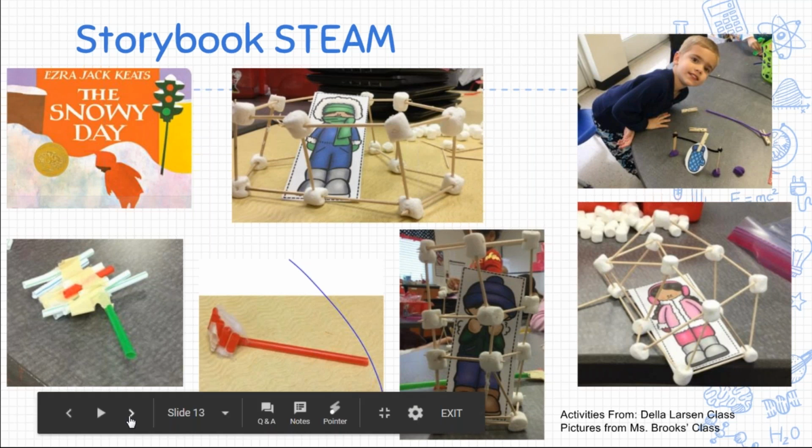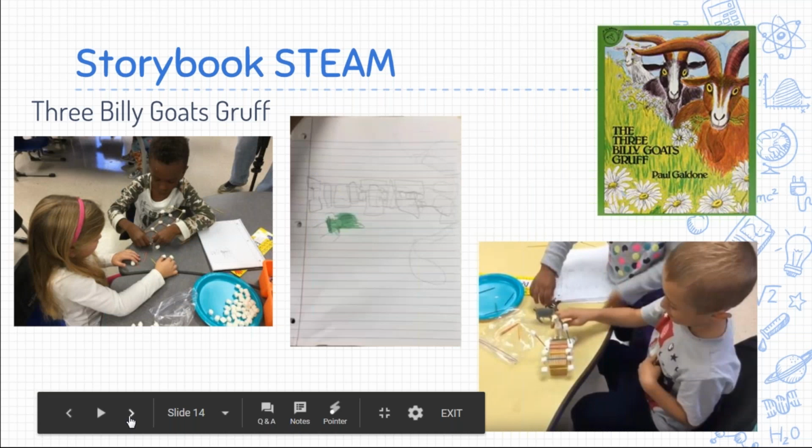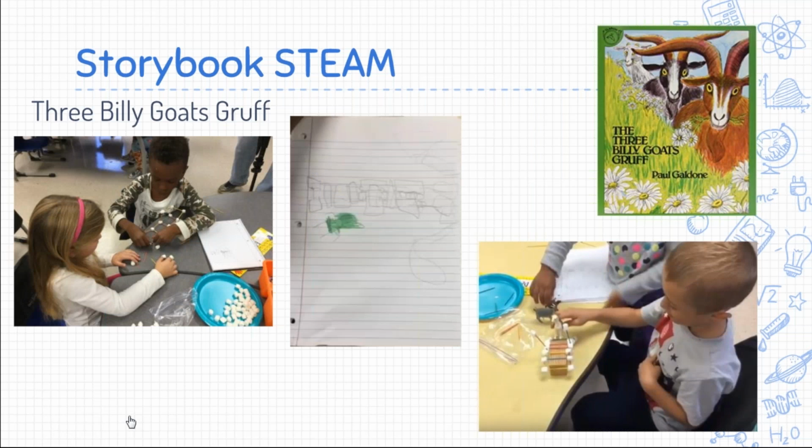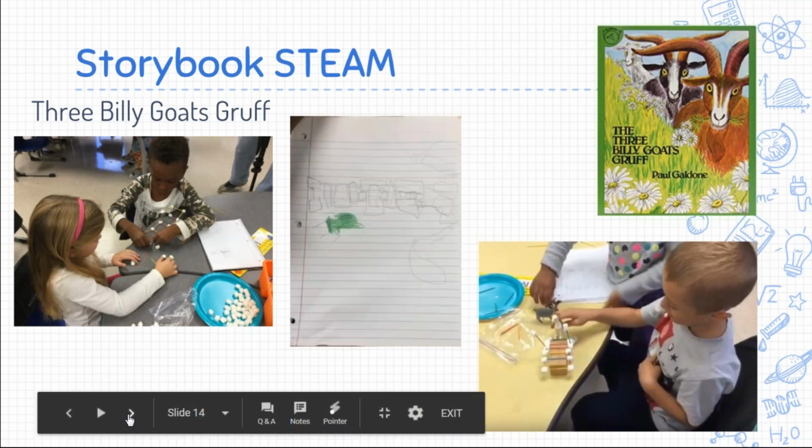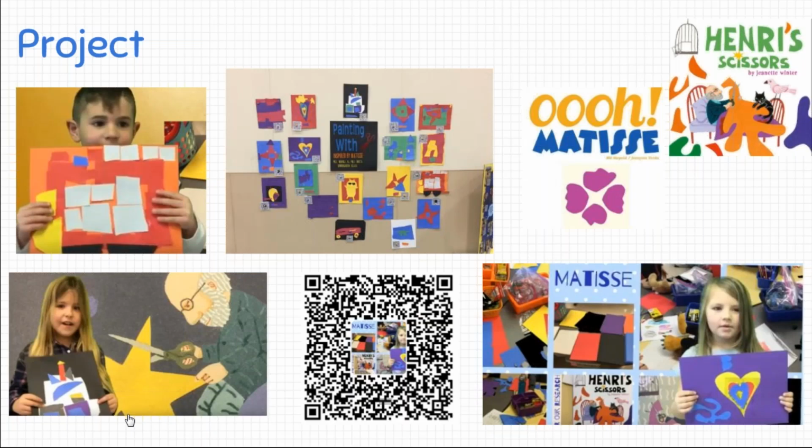All right, I'm going to keep moving quickly here. We did do a storybook STEAM project related to the Three Billy Goats Gruff. Again, it was toothpicks and marshmallows with the bridge. Want to share one of our big projects that we did related to Henri Matisse. This was part of our STEAM fair, and our class decided to focus on the A in STEAM, and we did art.